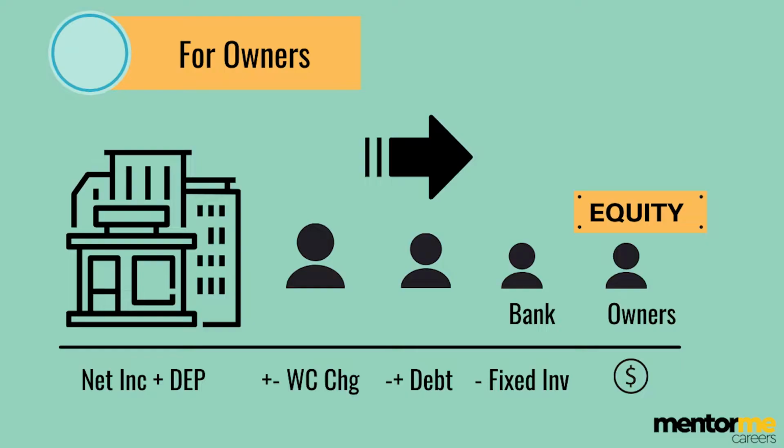And after that, you reduce any capex investments or fixed assets investment that you have done, right? So that's basically the change in fixed assets. And finally, what is left is nothing but free cash flow to equity. That means that's the free cash available for the equity shareholders, right?